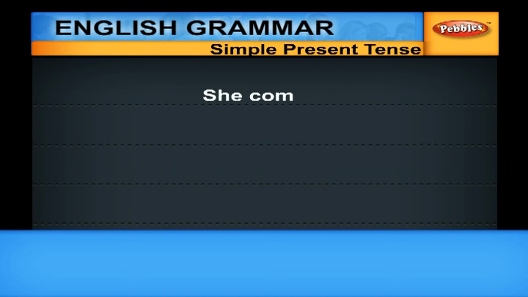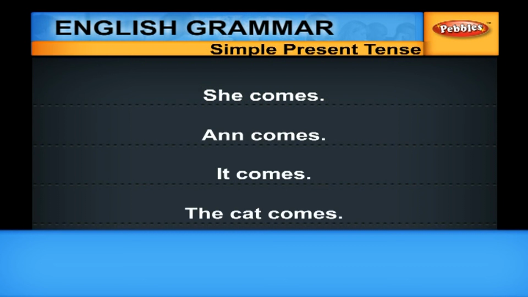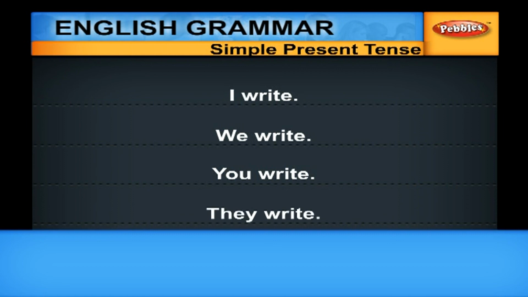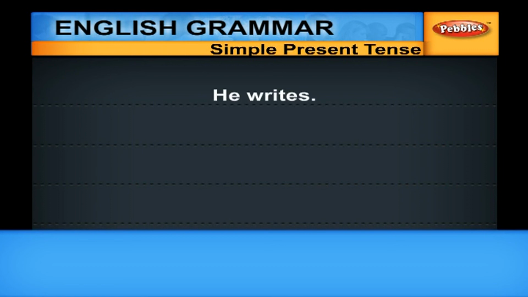She comes, or Anne comes. It comes, or the cat comes. I write. We write. You write. They write. He writes. She writes. It writes. This is a very basic grammar point. You can't afford to make mistakes in this area.